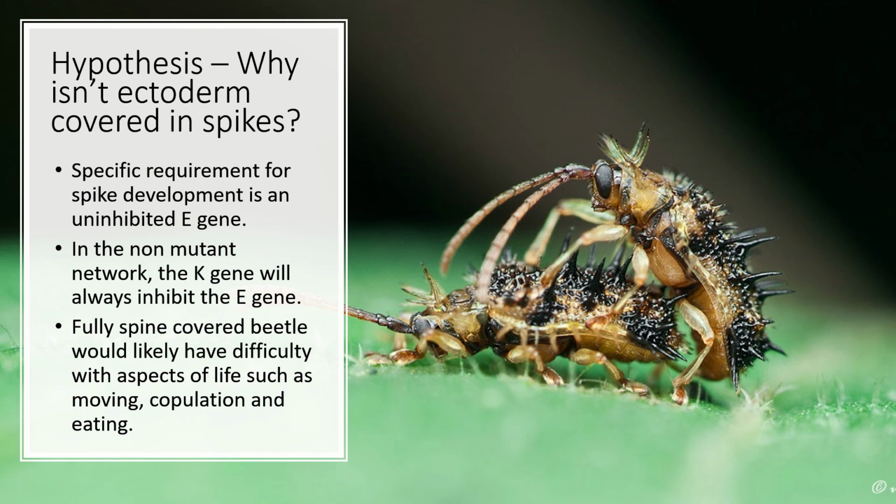In conclusion, at the beginning of this video, we asked ourselves why the spiny beetle isn't fully covered in these spikes. My answer for this is that there is a very specific requirement for spike development, which is an uninhibited E gene. In the non-mutant network, the K gene will always be there to inhibit the E gene, which is why a very specific mutation would be required for spikes to be present.